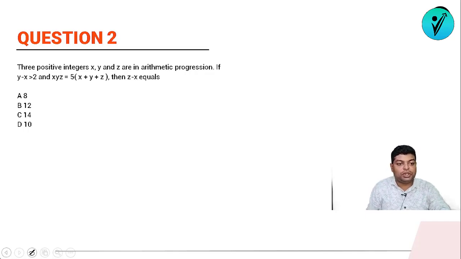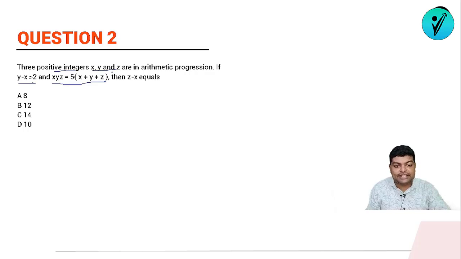Okay. So what the question is, 3 positive integers. So x, y and z are positive integers. Very important. They are in arithmetic progression. If y minus x is greater than 2, so this is the condition that we have to follow, and x into y into z equals 5 times of x plus y plus z. So very important thing is x, y and z are to be positive integers.